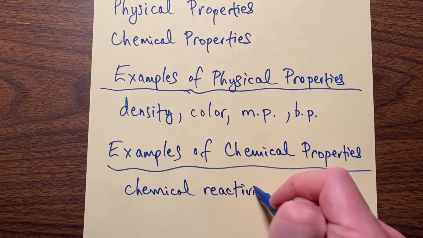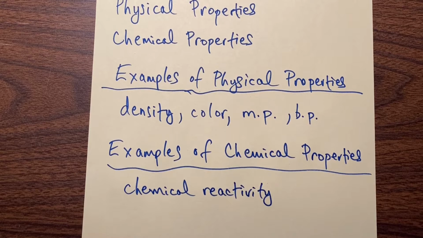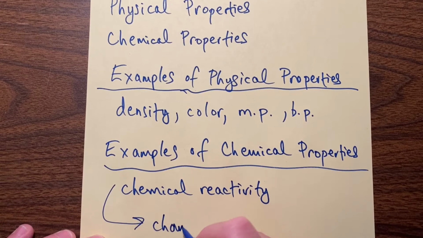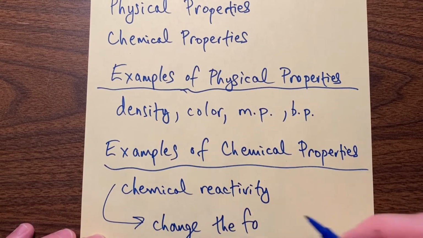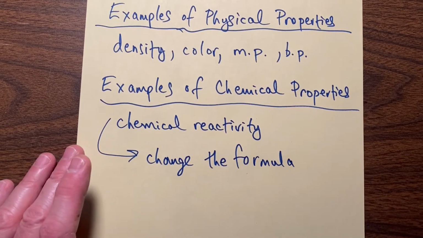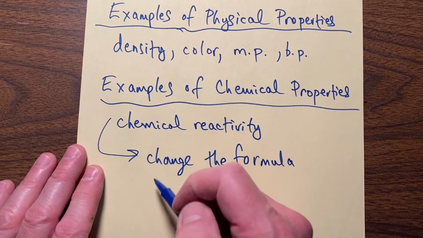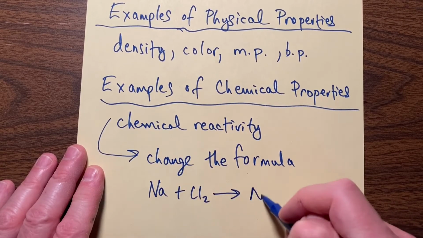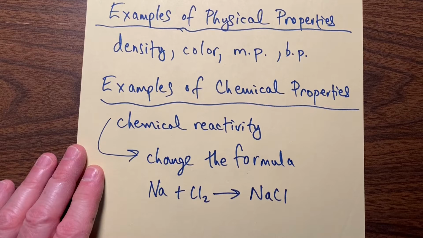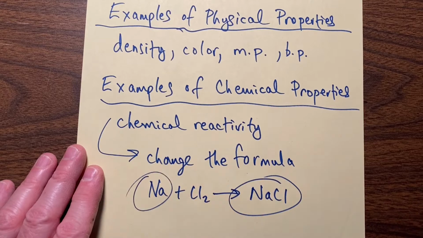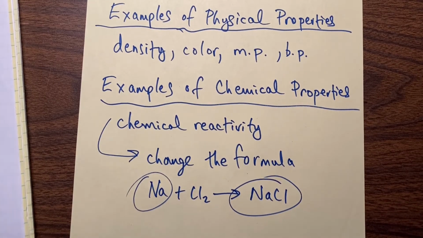Its ability to burn, its combustibility, its flammability, but it changes the substance. So chemical properties change the formula of a substance. For instance, observing a chemical property of, let's say, sodium would be taking sodium, mixing it with chlorine to make sodium chloride. That would be an observation of a chemical change, because over here it's sodium chloride. Sodium is part of sodium chloride. Over here it's elemental sodium. They're completely different compounds with different properties.